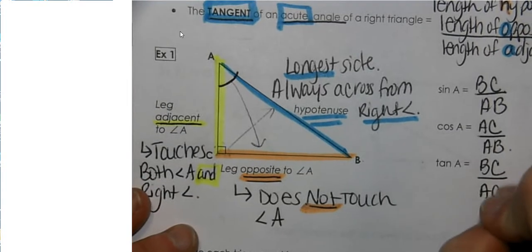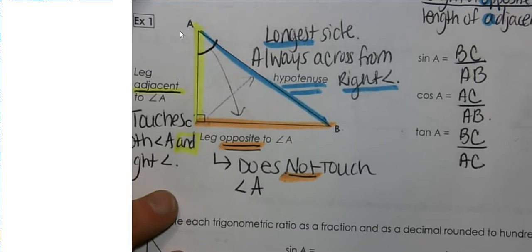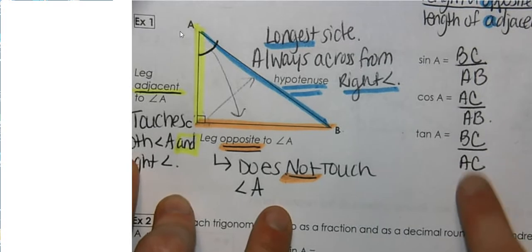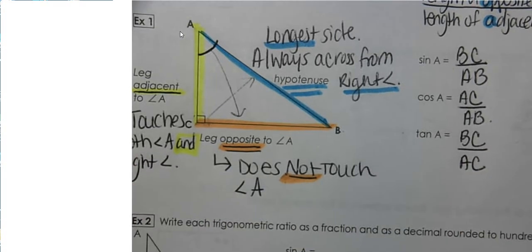I had a student in class ask me, Mrs. Oliveira, does it matter if I call it CB or CA? And the answer is, of course, no, because your order does not matter whenever we are naming a segment. The order of the endpoints do not matter. So either way is perfectly fine.